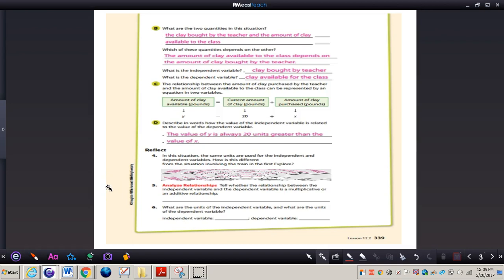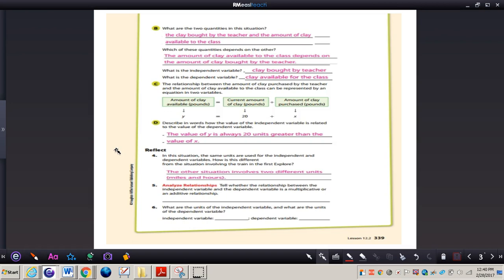So let's take a look at this for number 4. It says in this situation, the same units are used for the independent and dependent variables. Now, how was this different from the situation involving the train in the first Explorer activity? We were talking about the time and distance. So what we can see here, this is different, and let's write this down. The other situation involves two different units, miles and hours, and within what we're talking about now, the second problem, we're just dealing with pounds of clay because that's what's available to the class and that's what the teacher is buying.